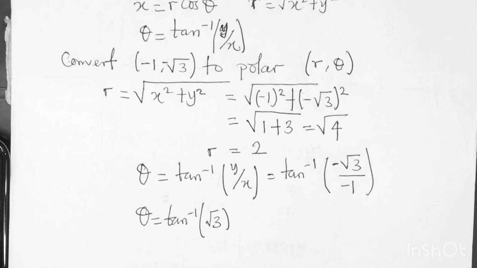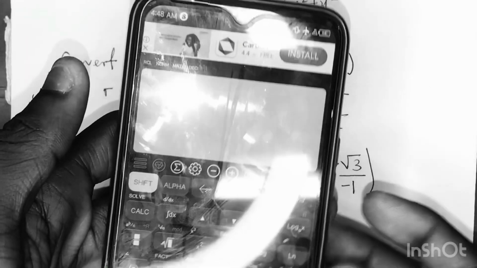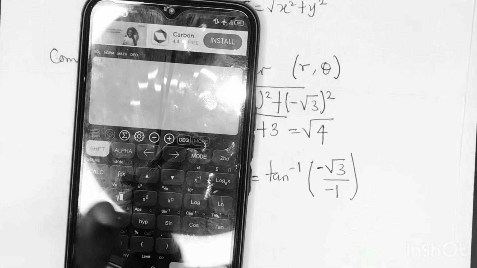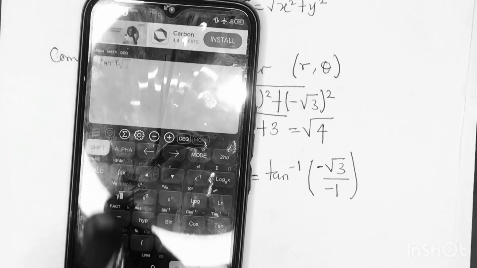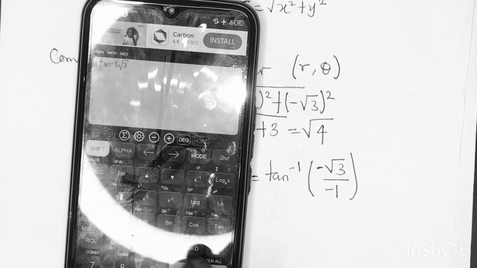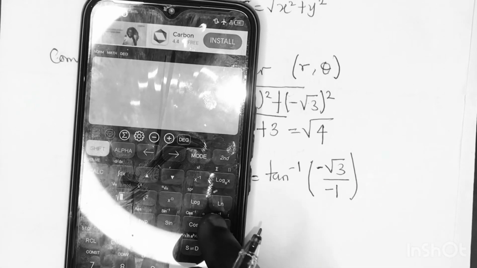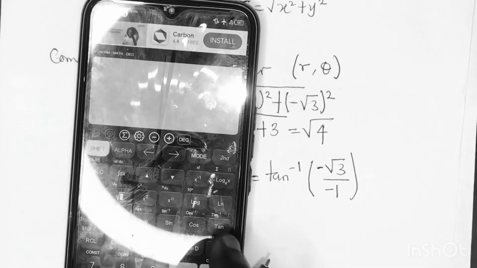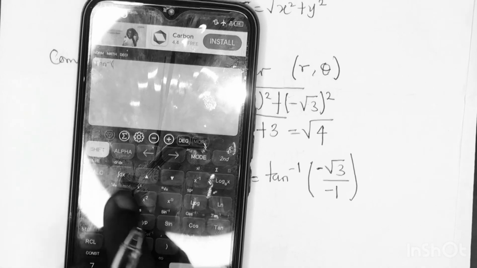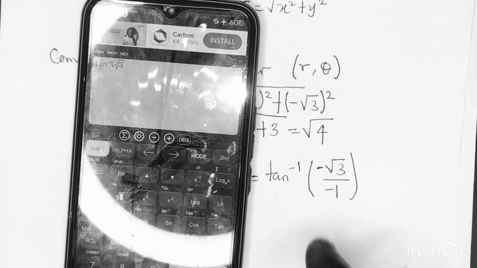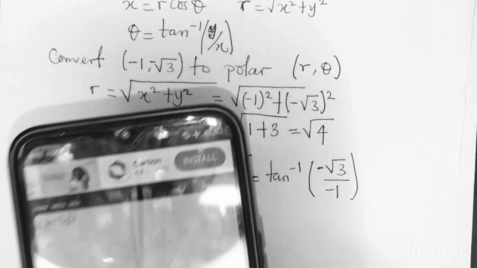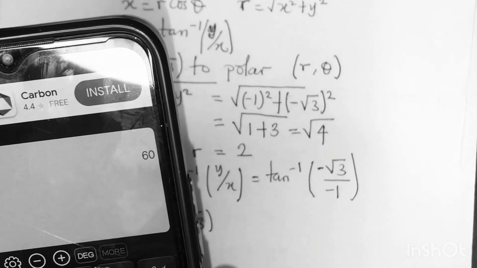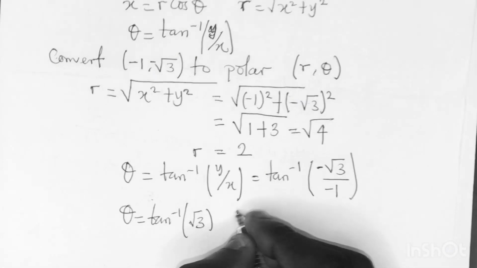So let's do that together now. I want to check for tan inverse of root 3. So the tan inverse of root 3 is going to be shift, then tan, of root 3. Do that again. Tan inverse of root 3. So that is giving us 60 degrees. You can see 60 degrees on our calculator here.